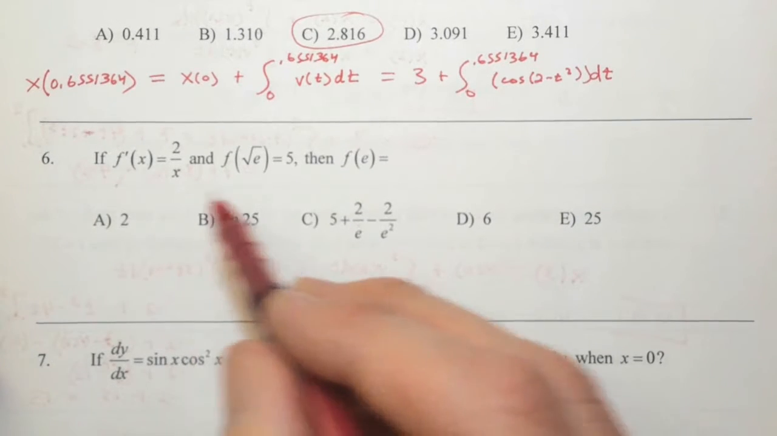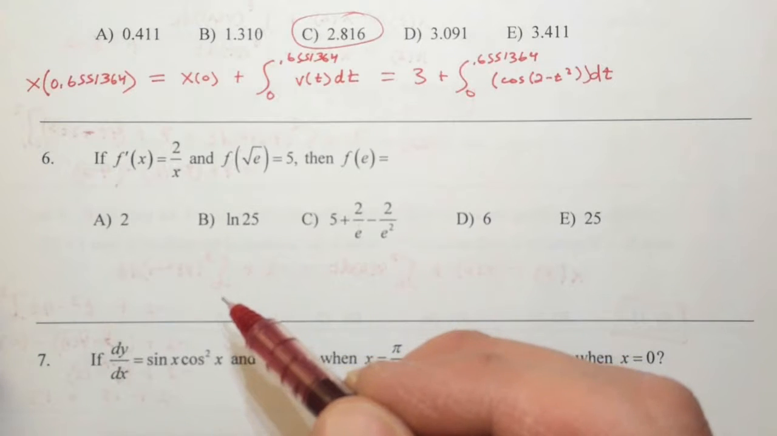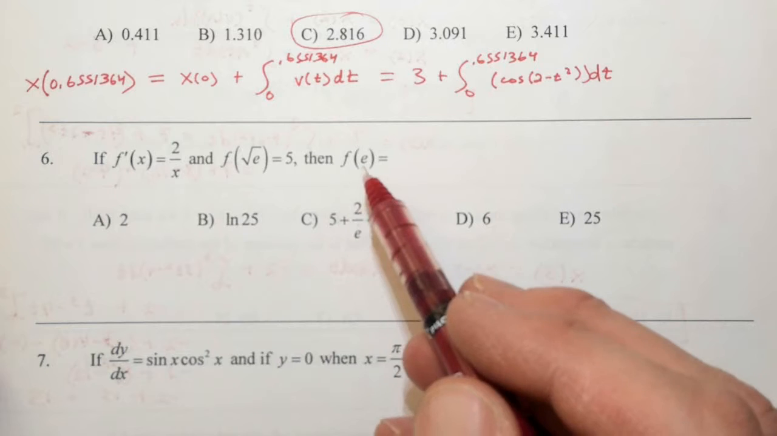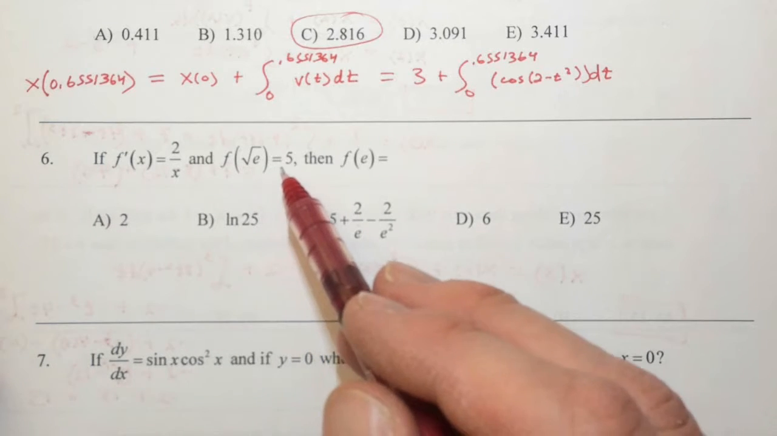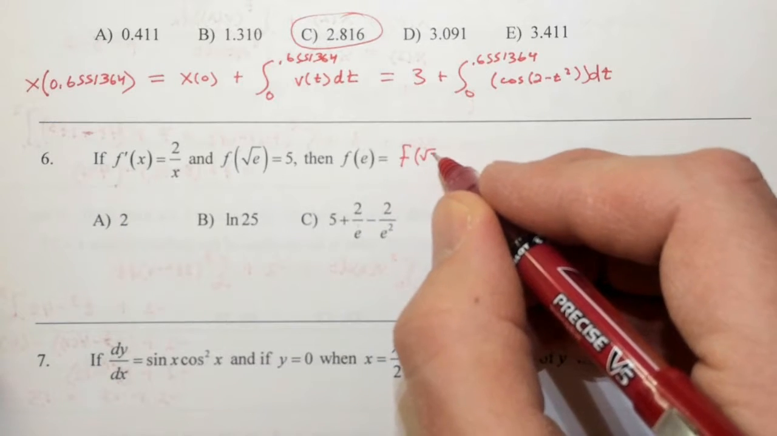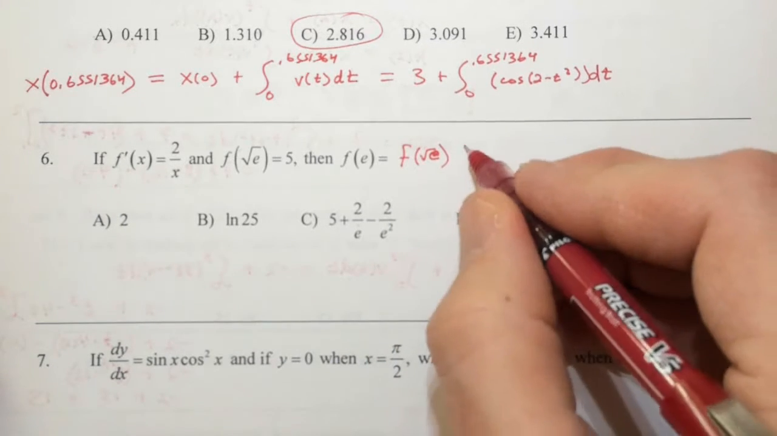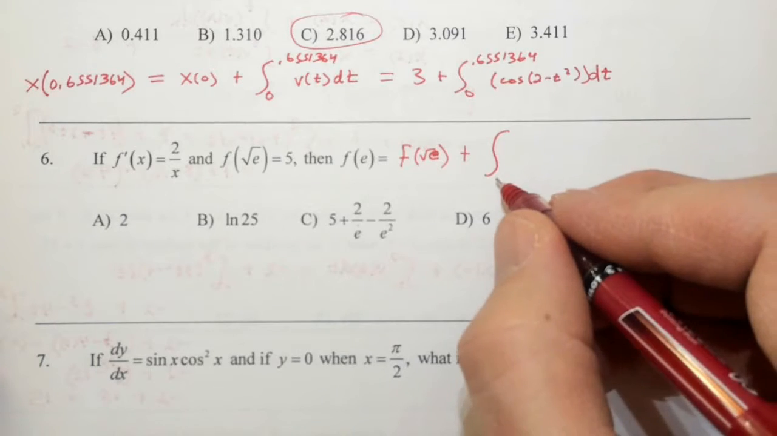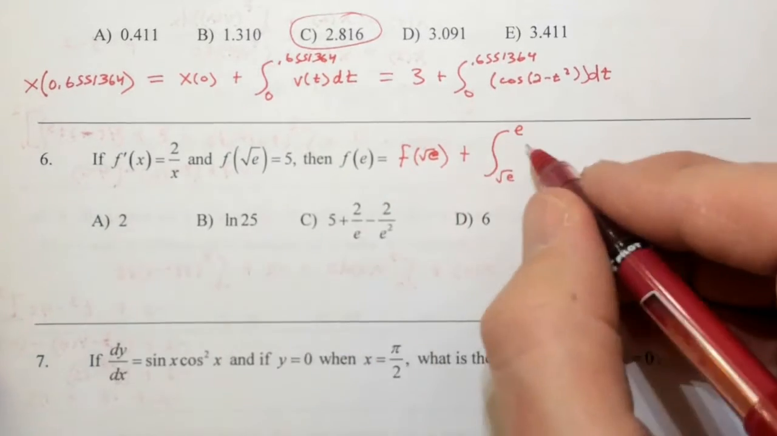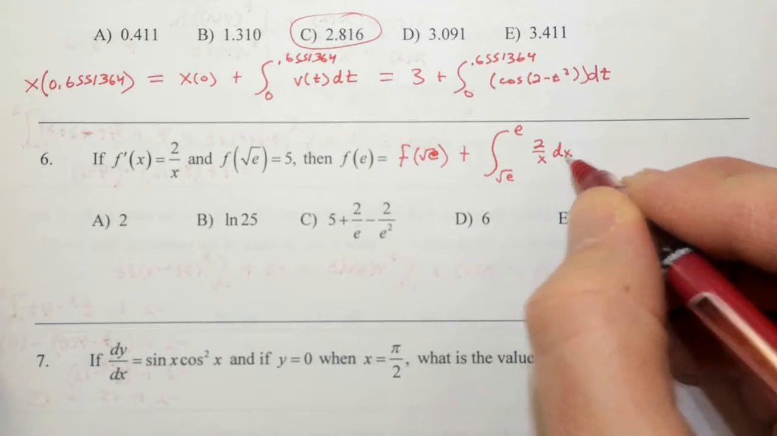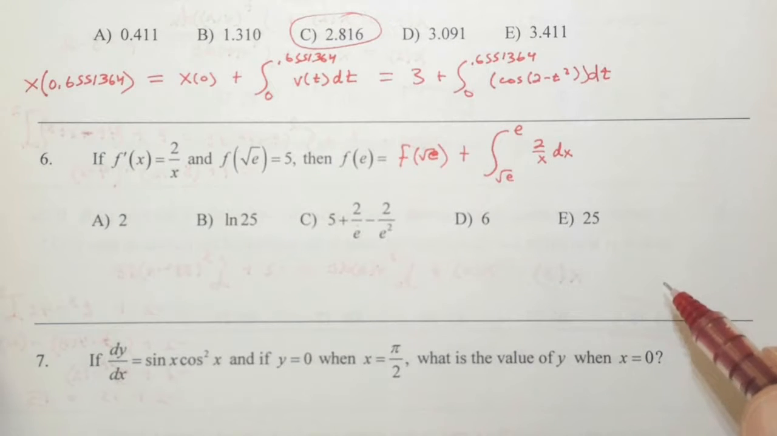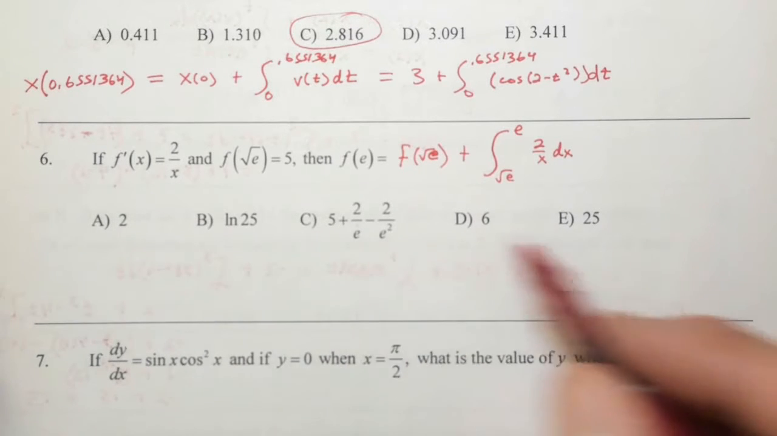For number 6, same idea, except now we're no longer in the particle motion category. We're just given a derivative of a function, and we're asked to find the function's value at f of e if we have this initial condition. So again, f of e is going to be f of the square root of e plus the integral from square root of e to e of f prime. Okay. That's what we have to calculate. Now this one we have to do by hand, right, we can see because we have no decimals to work with.